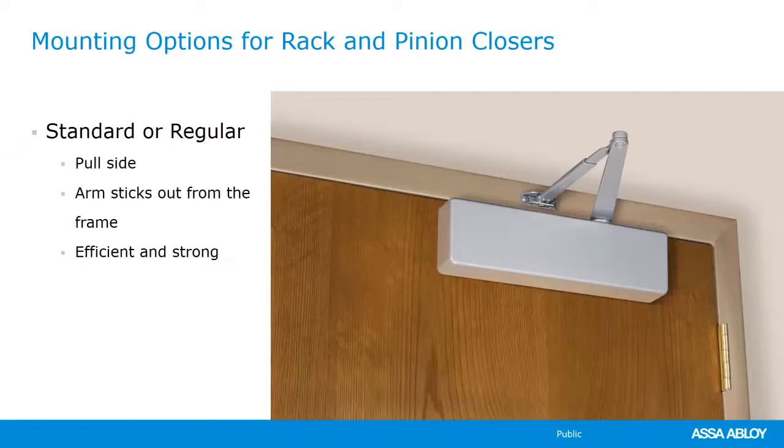But again, these are very easy to install. It's a quick way to install a door closer. They're not the most aesthetically pleasing, especially in a corridor. You're walking down the main hallway of a school with classrooms on both sides. The doors are going to swing more than likely into the corridor, so you don't want to see that door closer arm sticking out into the walkway. So there are other ways that we can mount a door closer.